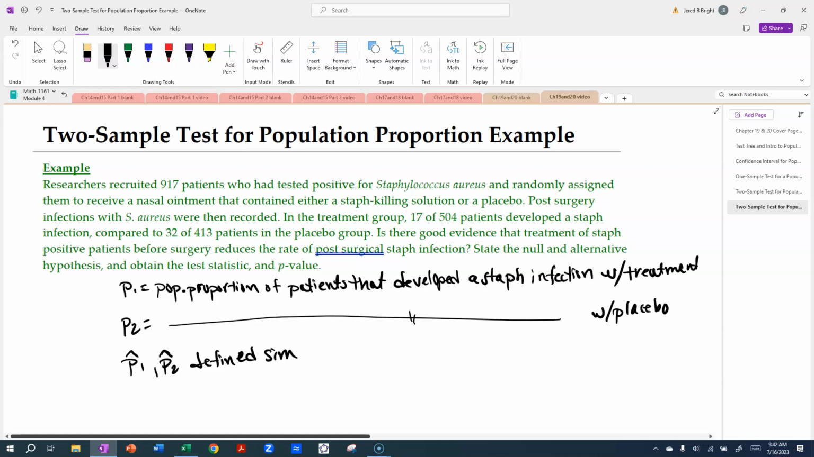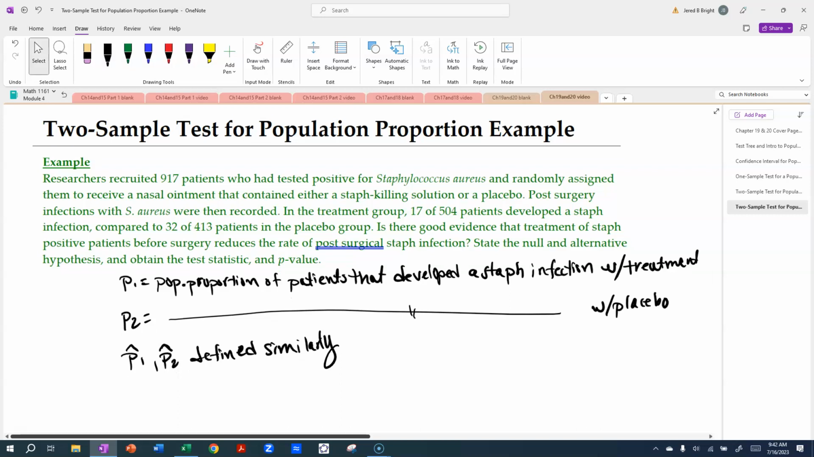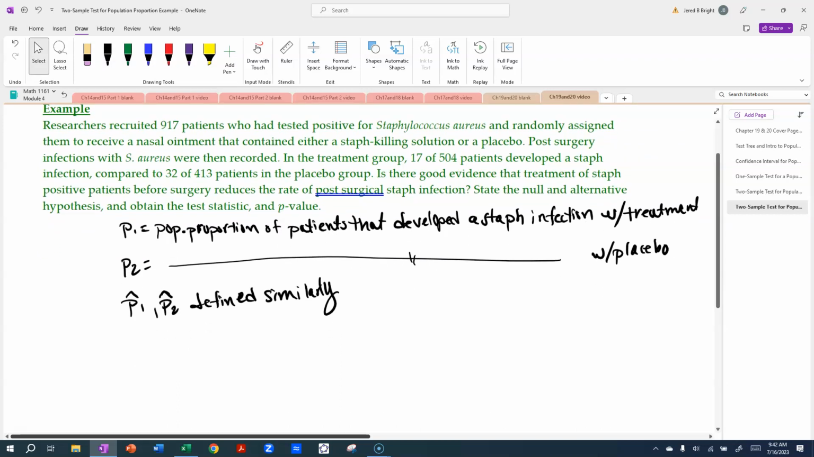So it would be just a sample. I'm just not going to write it out. Then it says, state the null and alternative. The null would state that P1 is equal to P2, and then we have to figure out which one is larger. It says, is there good evidence that the treatment of staph positive patients before surgery reduces the rate of post-surgical staph infection?